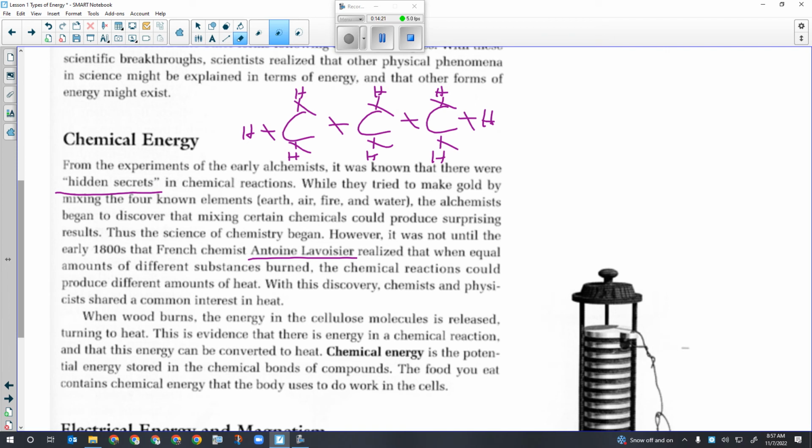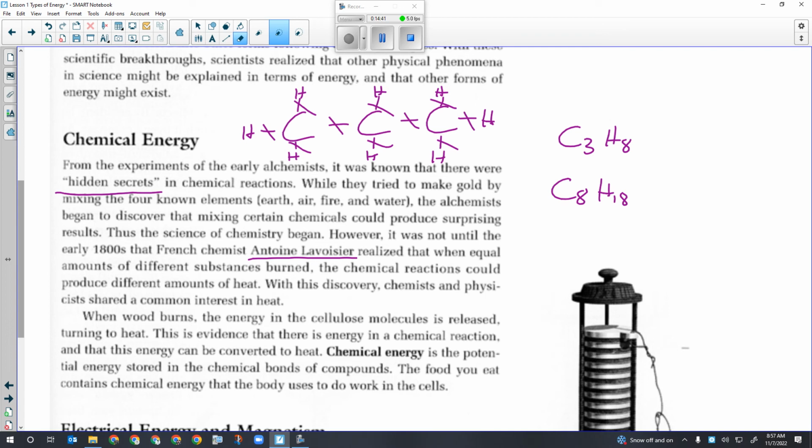Which would have more energy, propane or octane? Octane. Octane has more energy. Why? It has more bonds. It's a bigger molecule.